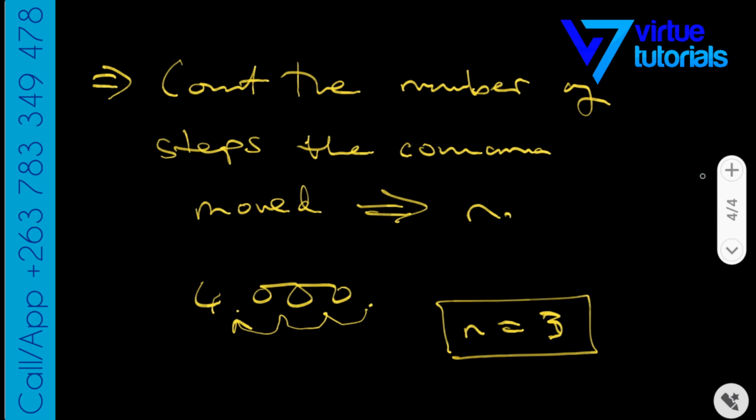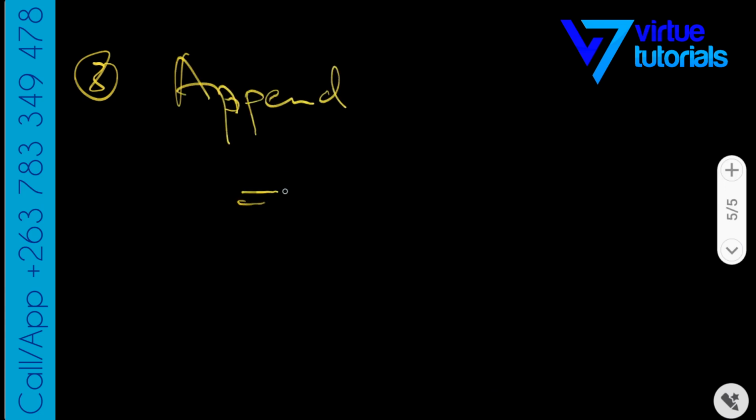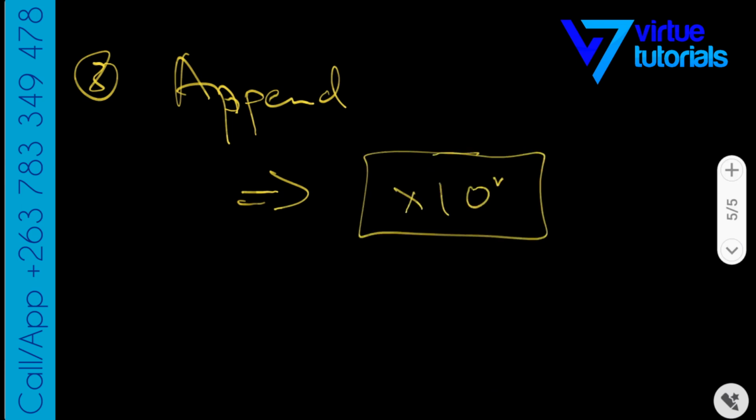When you've done that, you go through to your last step. You just append this thing, times 10 to the power n, to your number. So if I had 4,000, I moved the comma 3 steps, I got a 4, right?